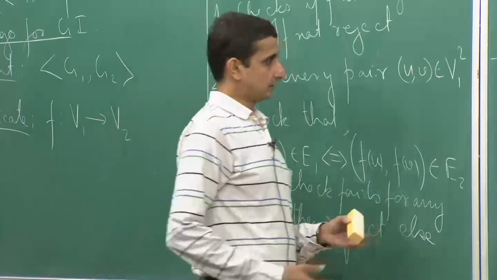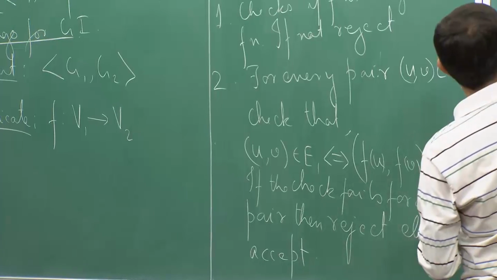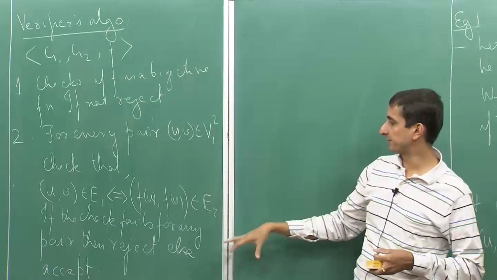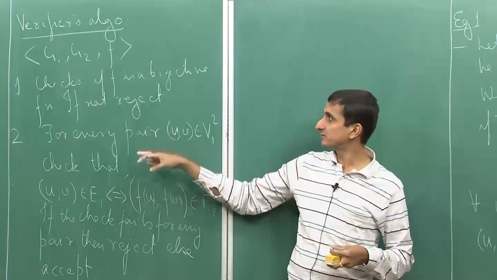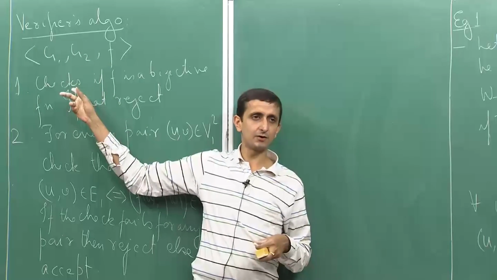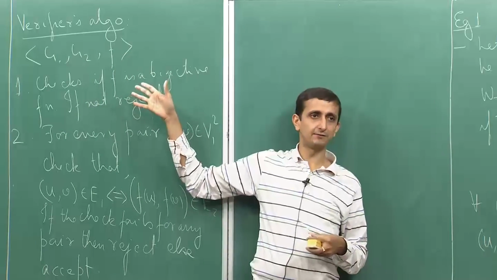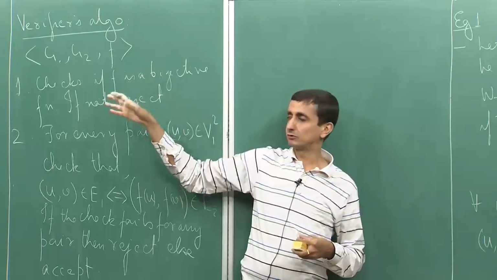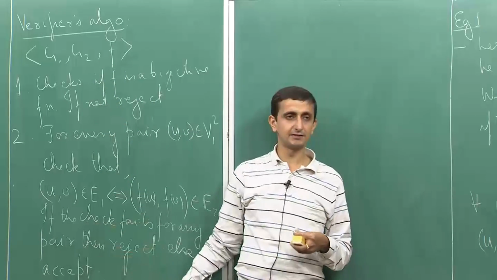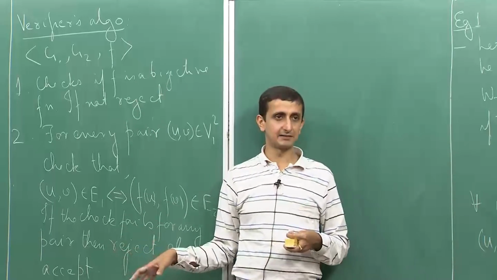Okay. So, now let us look at the correctness. Okay. So, let me just briefly say how to argue correctness. So, suppose G1 and G2 are isomorphic. So, if G1 and G2 are isomorphic, then there exists some bijective function. Okay. So, there will be some function f which is bijective and which will satisfy this property, and hence the verifier will end up accepting.